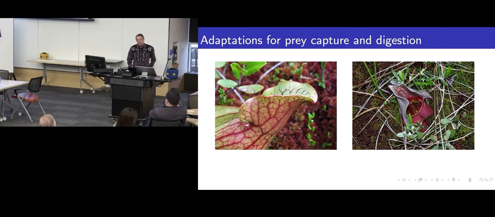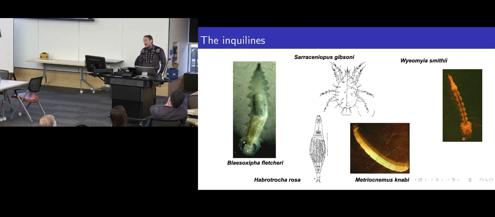Looks like a good trap. It's really not very efficient. Only about 1% of encounters with insects result in a successful trapping. But the insect will be trapped and drown and die in this pitcher. Many tropical pitcher plants have digestive enzymes to break down this prey and release nutrients. Sarracenia does not. Instead, though, what it has is this associated group of inquilines.